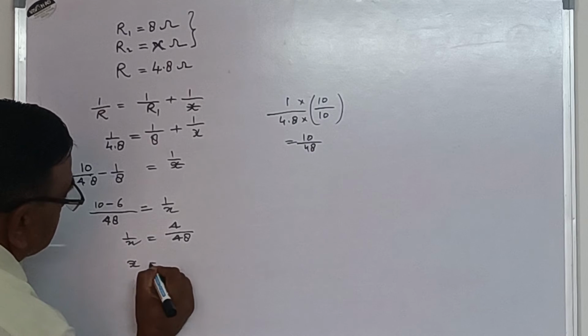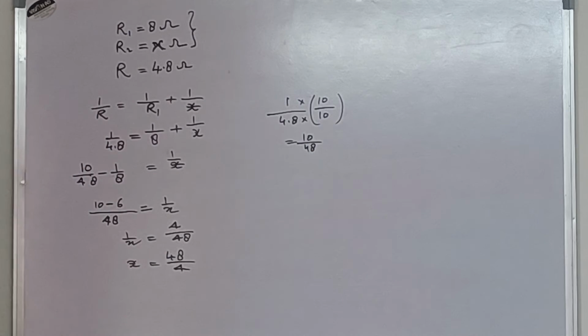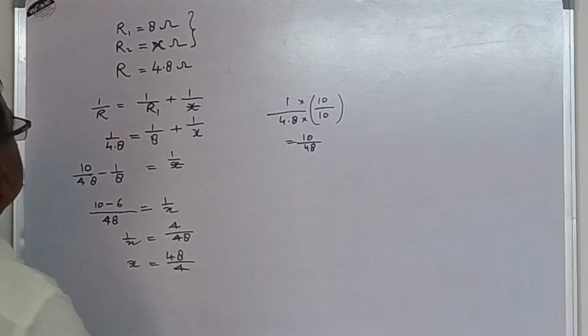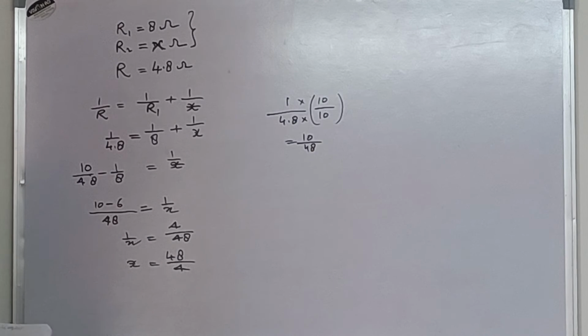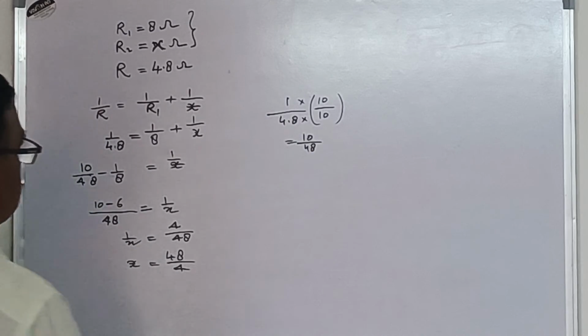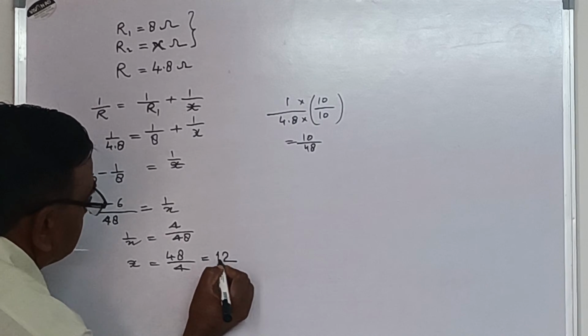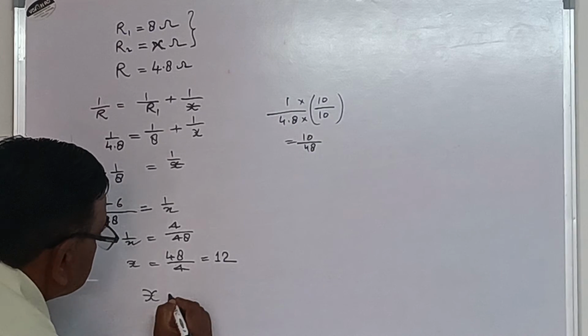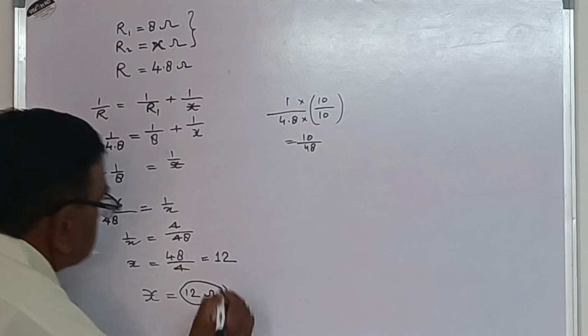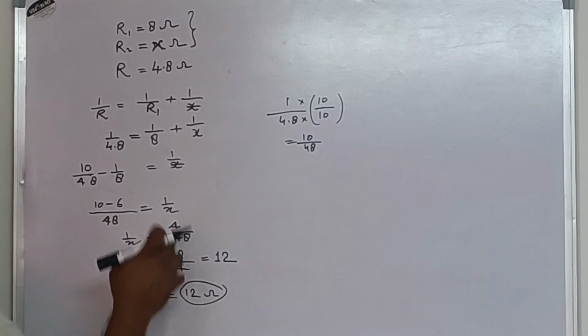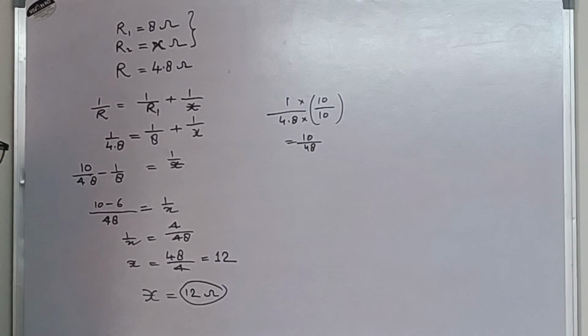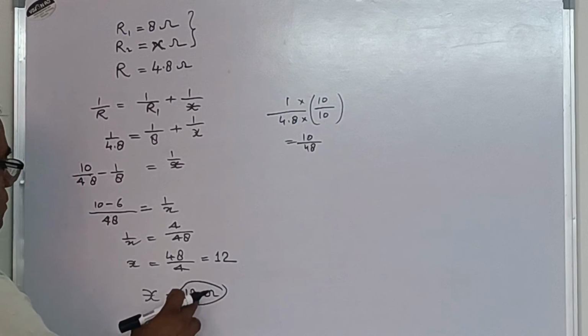Now 1/x is equal to 10 minus 6, 4/48. So x is equal to 48/4. X is equal to 48 by 4, so it will become 12. X is equal to 12 ohms. This is your answer. You can verify from here. It is verified. This is your answer, that X is equal to 12 ohm.